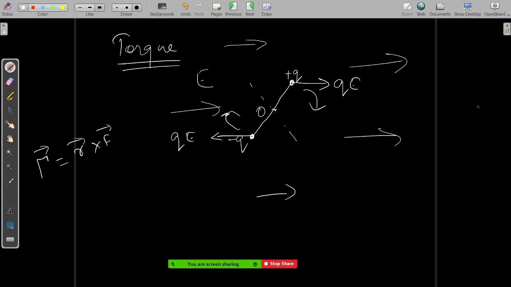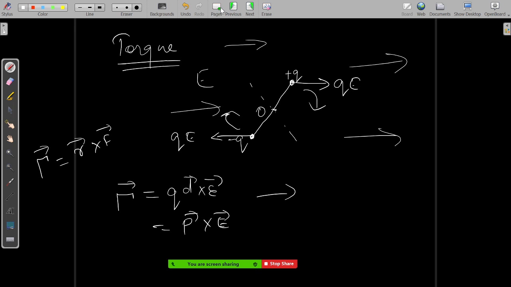So the total torque will come as Q times D cross E, or you can simply write it as P cross E. We'll try to prove it also.